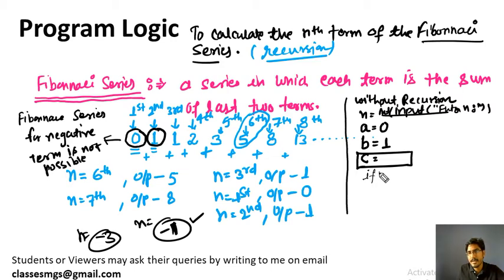If n is equal to 0, then what will we do? We will return a, because it will return 0. If n is 0, then what is the first term? That is 0. If n is equal to 1, then what should be written? This term is 1. Return b.